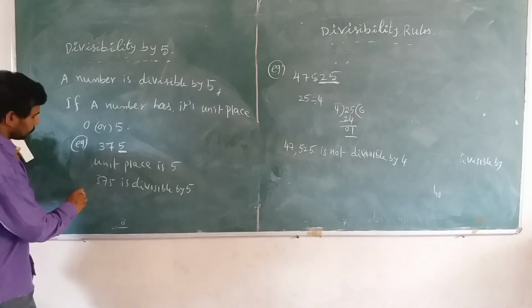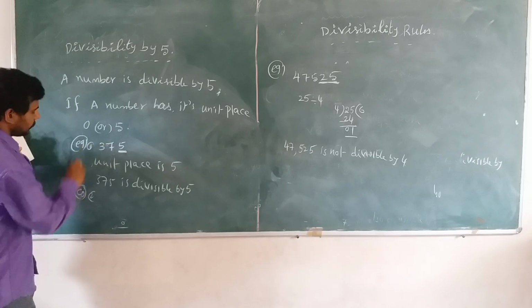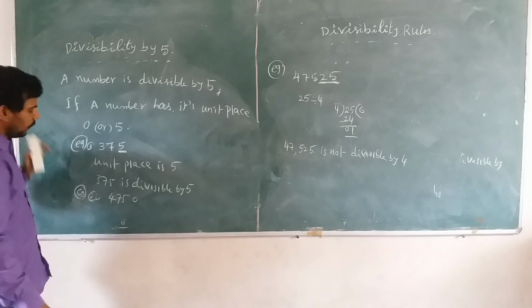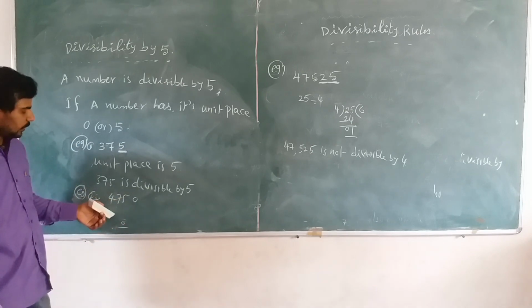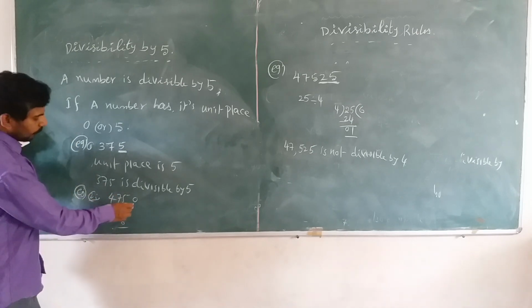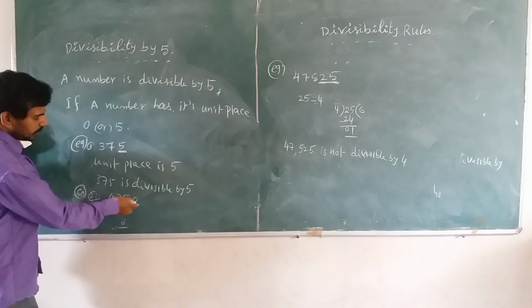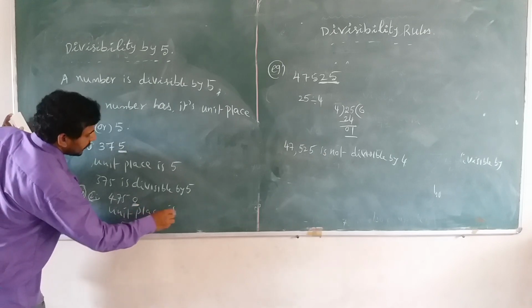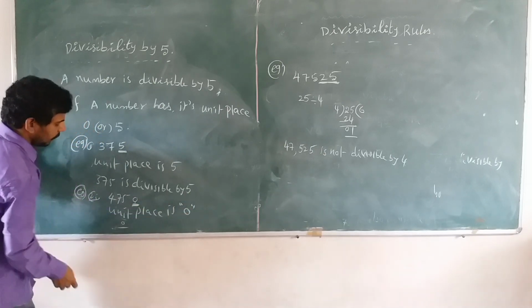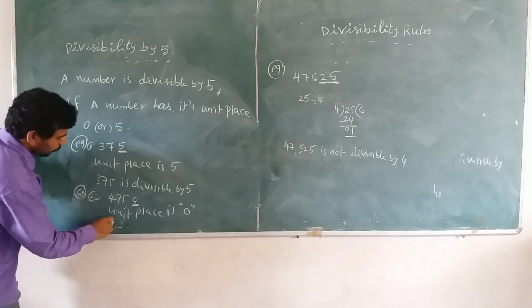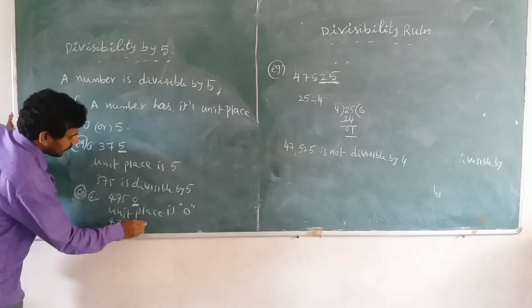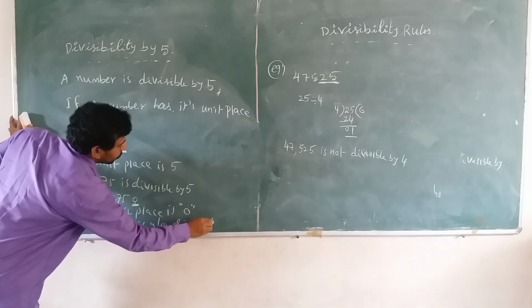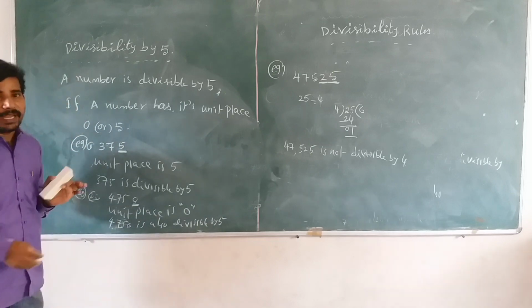One more example, children. This is 1. Now 2: 4750. What is the last place? Unit place is 0. That's why, for the given number, 4750 is also divisible by 5.